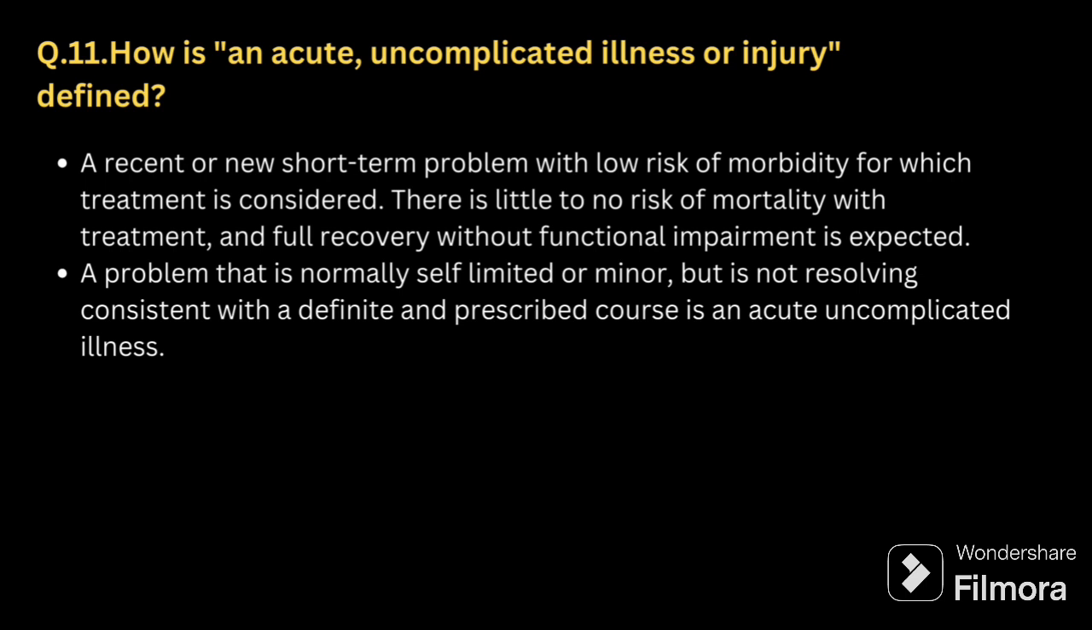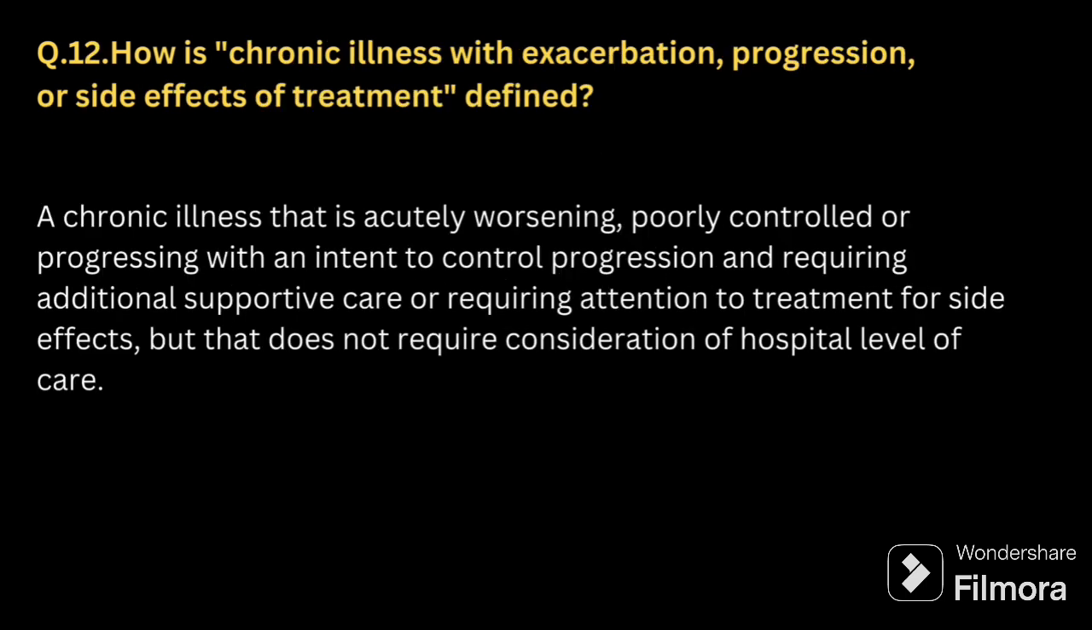Okay, how may an acute uncomplicated injury or illness be defined? A recent or new short-term problem with low risk of morbidity for which treatment is considered. There is little to no risk of mortality with treatment, and full recovery without functional impairment.